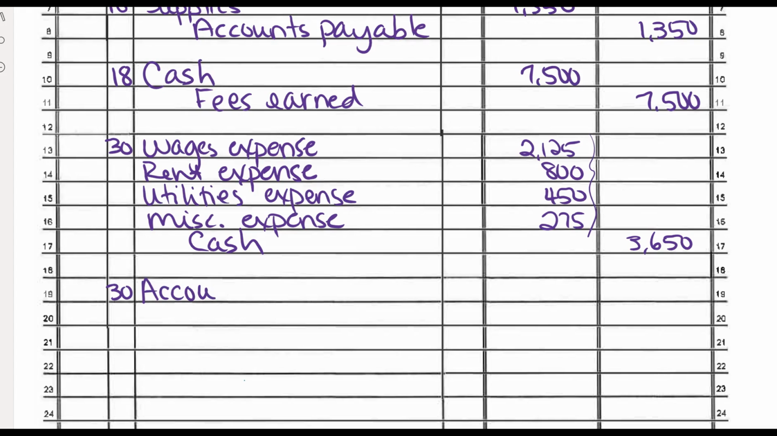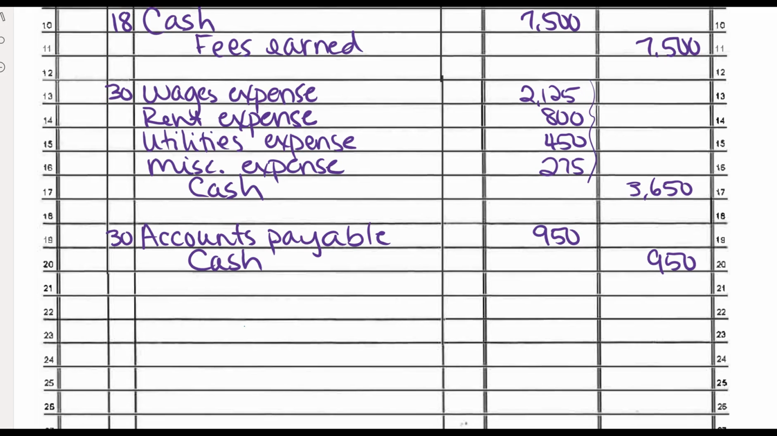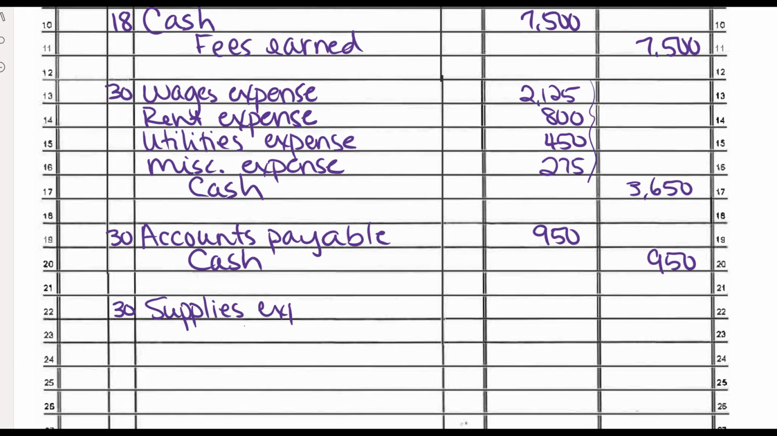All right, the next entry on the 30th is paid creditors on account $950. We said that was a debit to accounts payable of $950, and a credit to cash for $950. All right, and then the next entry on the 30th is moving these supplies to supplies expense to show that they have been used.